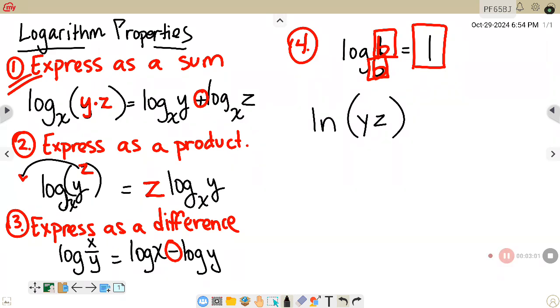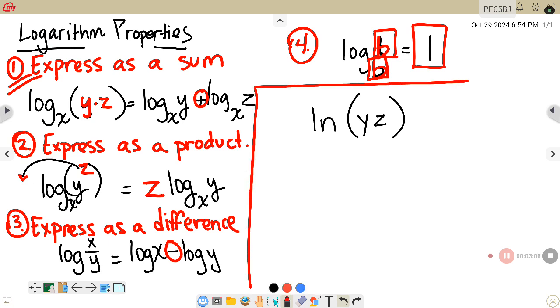Another example, ln of y times z, and we are going to express this as a sum of logarithms using rule number 1 again. So since these are being multiplied, I can rewrite that as the sum of the logs, which will be ln of the first factor, which is y, plus ln of the second factor, which is z.